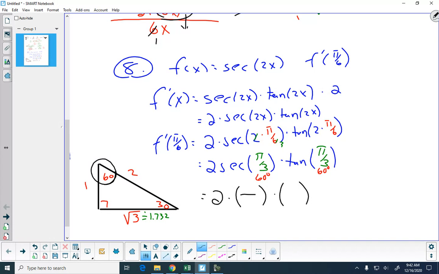And then what would be the tangent? Radical 3 over 1. Going opposite over adjacent. And the secant is the reciprocal of cosine, which means it's hypotenuse over adjacent. So multiplying across, and we have 1s on the bottom. We have 2 times square root of 3. So we have 2 square root of 3.